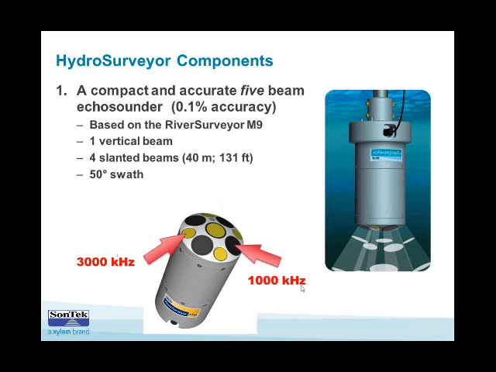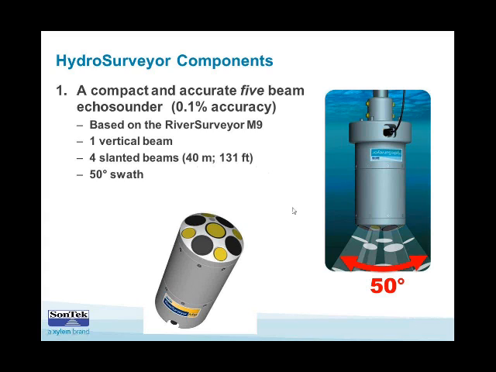Okay. So the system only uses 5 beams at a time, so depending on the water depth and the water velocity, it's either using the vertical beam and the 300 kilohertz beams or the 1,000. The slant beams and the vertical beam cover a swath of 50 degrees when you're surveying. And the slant beams have a range down to 40 meters.